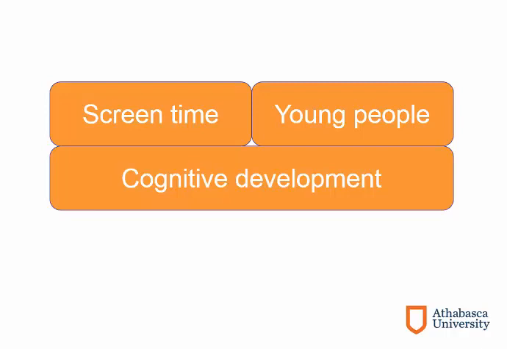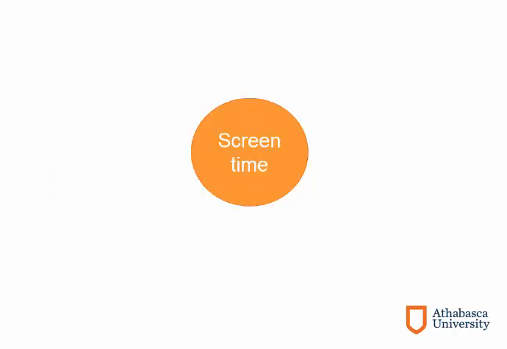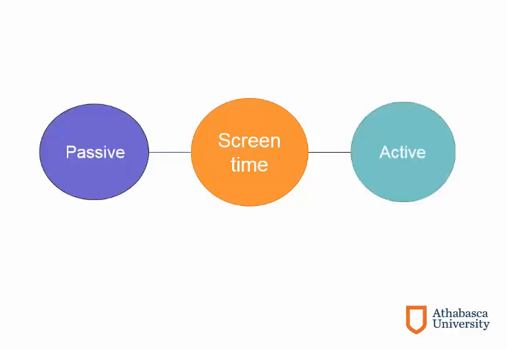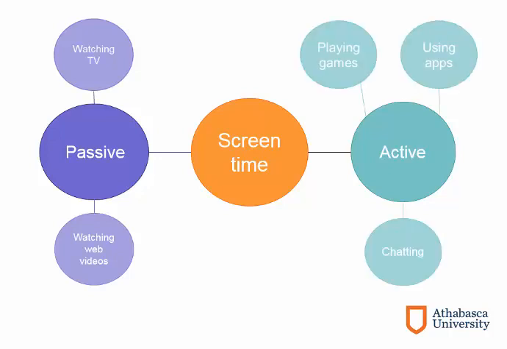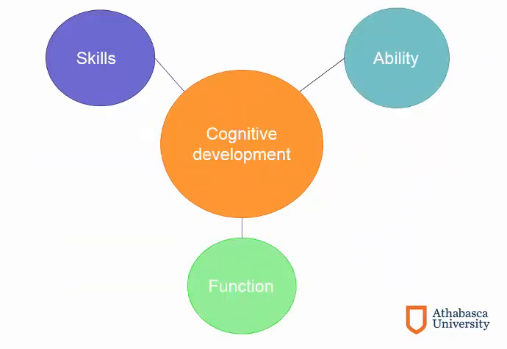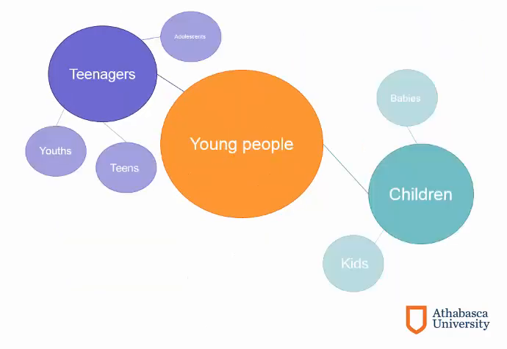For example, with the term screen time, I might want to think about the different kinds of screen time a young person might experience, including passive and active activities. Passive screen time could include such activities as watching television or videos, whereas active screen time could include activities such as playing games, using apps, or chatting. I can create similar mind maps for my terms cognitive development and young people.